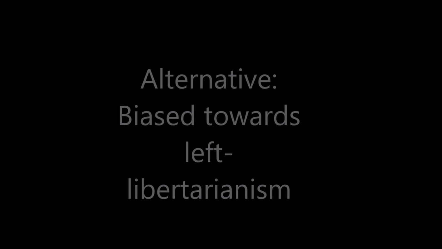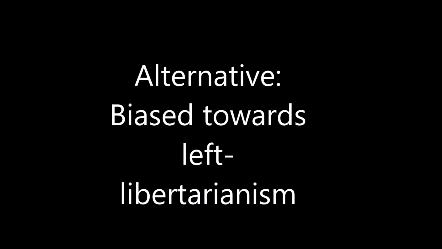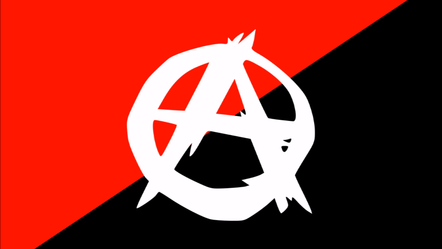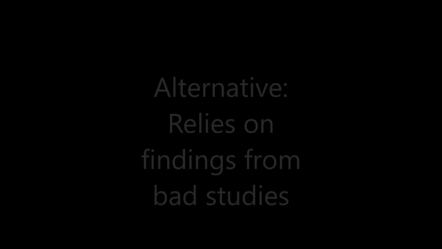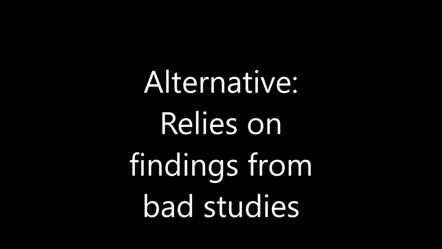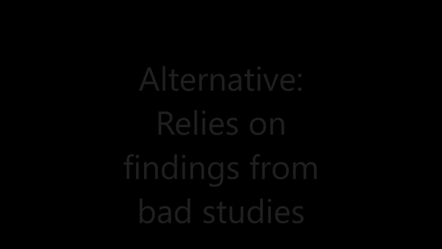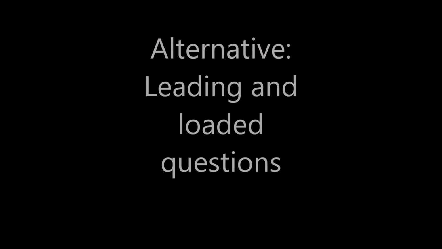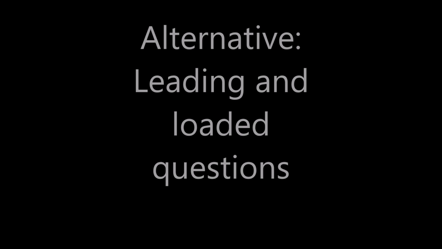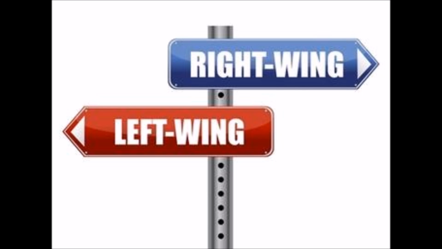For example, the alternative is calibrated towards the fringe position of anarcho-syndicalism or left libertarianism, which almost no voters in Western democracies support, relies on findings from heavily criticized and dated surveys undertaken more than 60 years ago, sneaks moral assumptions into questions, and uses leading questions to get respondents to comply with its preferred position of left libertarianism. Let's go over these points.